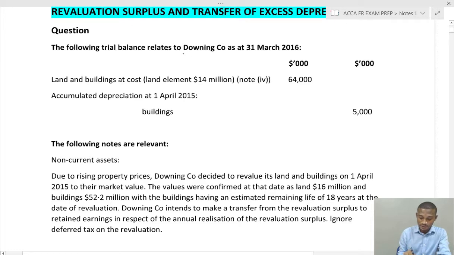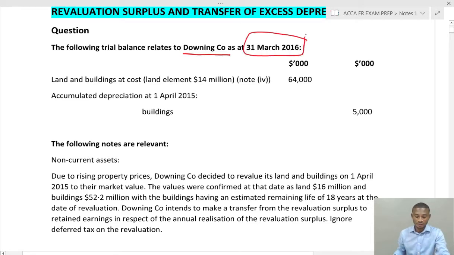Question name is Downing Co. The year end is 31st March. Now from the trial balance we have land and building, so the land component is 14 and this is cost, so the building component would be 50. We have accumulated depreciation at 1st April 2015. That should tell you that it's the start of the year.